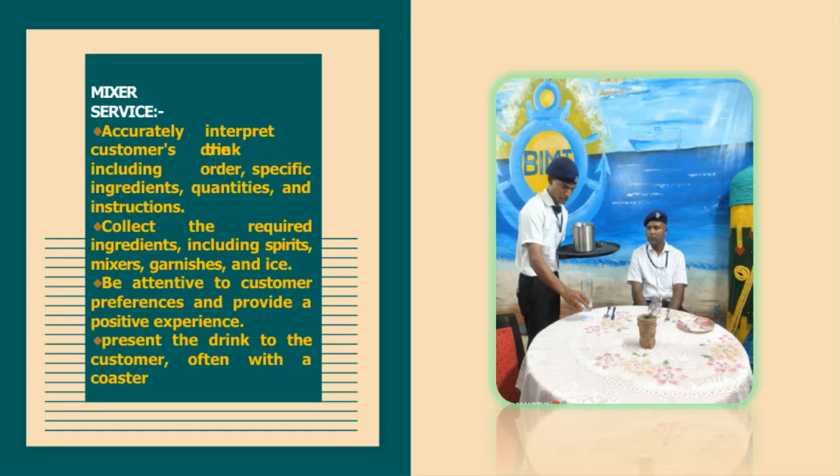Now, let's talk about collecting the required ingredients. This includes spirits, mixers, garnishes, and ice. It's important to gather everything you need before you start making the drink to ensure a smooth process.